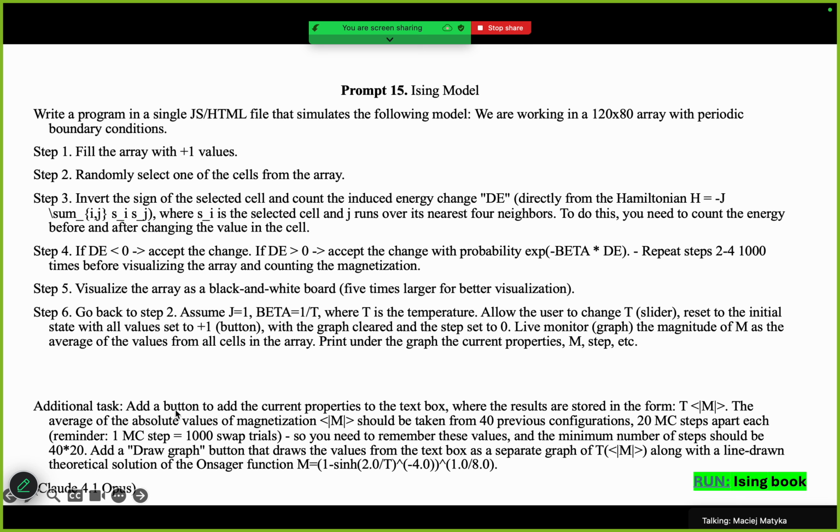Add a button, and this is interesting because from the research perspective, one has to be able to do statistics. This is similar to what I did in Tortuosity. Add a button that adds current properties to the text box where the results are stored in the form, blah, blah, blah. And then at the end, I add a draw graph button that draws the values from the text box in a separate graph along with the line drawn of the theoretical solution, the Onsager function. So it can even do the proper fitting of the theoretical functions to the results that you get.